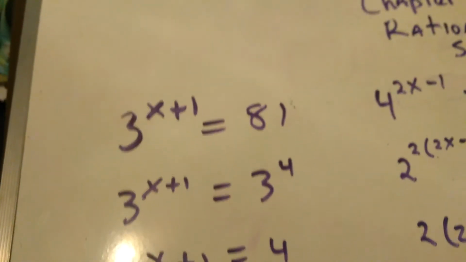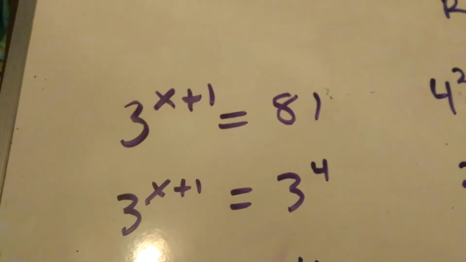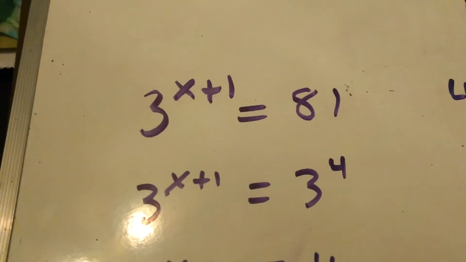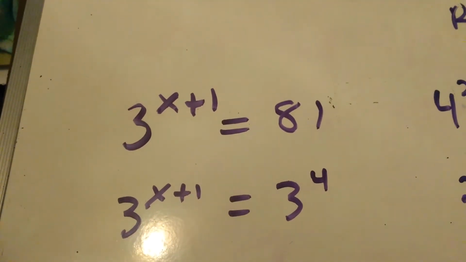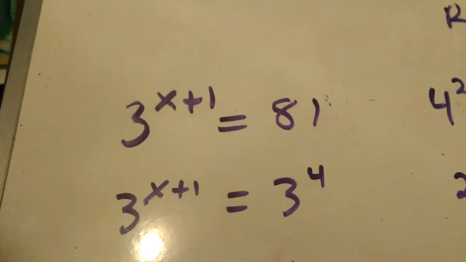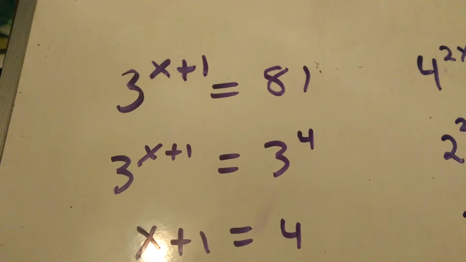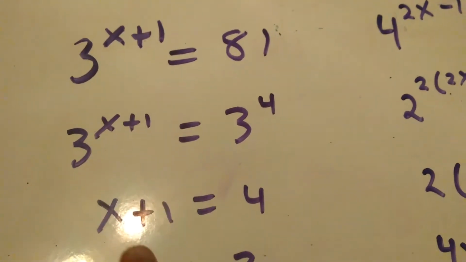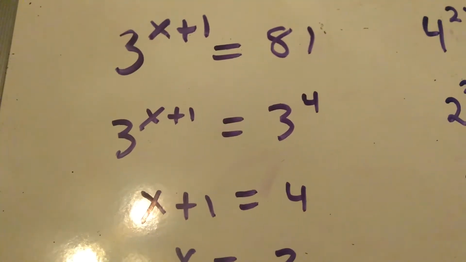Come to solving exponential equations. Now these are example 7 and example 8 in your book. Here we have 3 to the x plus 1 power equals 81. Well, in order to solve exponential equations, we got to get them in the same base. So 81 is 3 to the 4th power. Once we have the same base, we can set our exponents equal, and we get x equals 3. All there is to it.